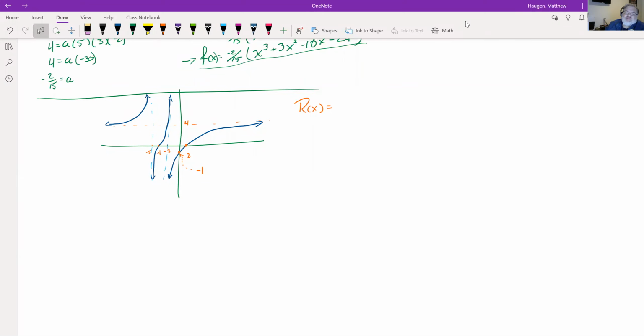Well, what do the vertical asymptotes tell us has to be true about the function? They tell us where the denominator equals 0. So we know that that's got to be an x plus 5 and an x plus 3, right? Correct. Okay, that's great. It's a great start. What else do we know?